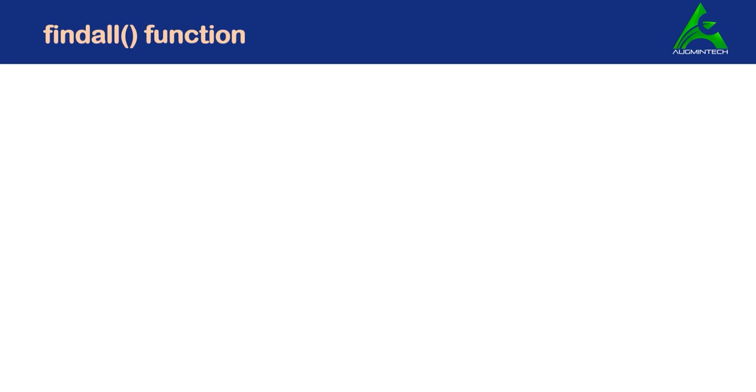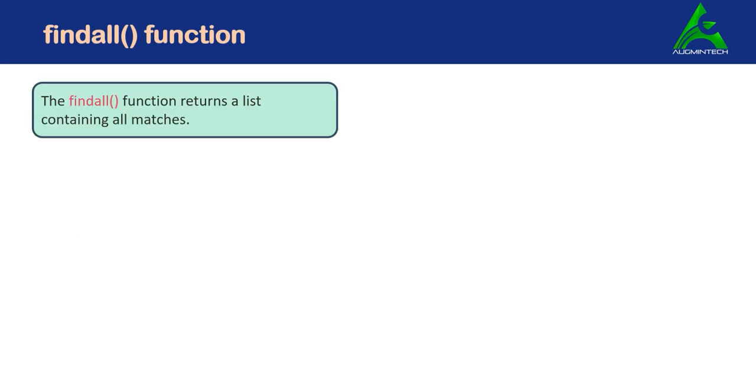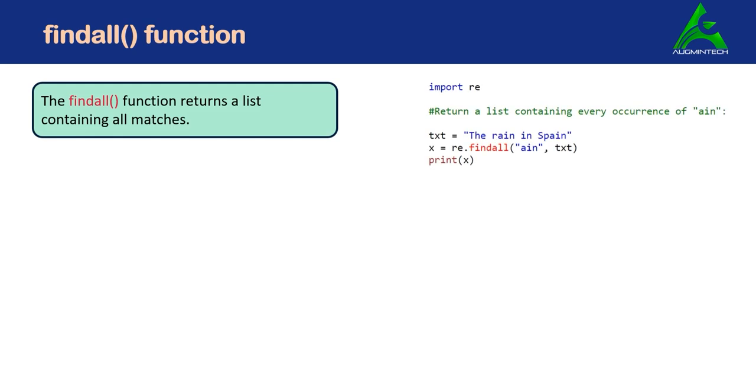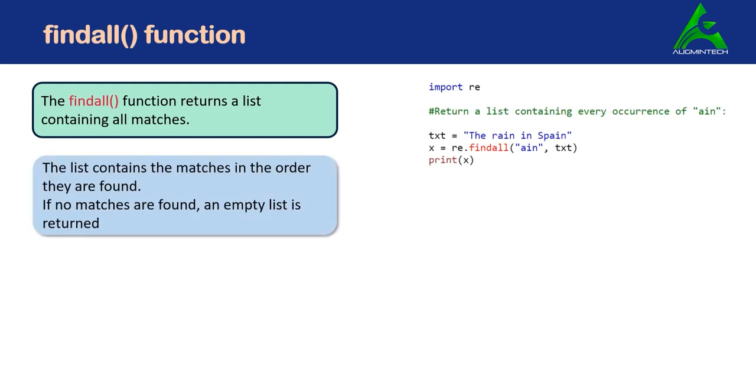Now let's see what the findall function is. The findall function returns a list containing all matches. The list contains the matches in the order they are found. If no matches are found, an empty list is returned.